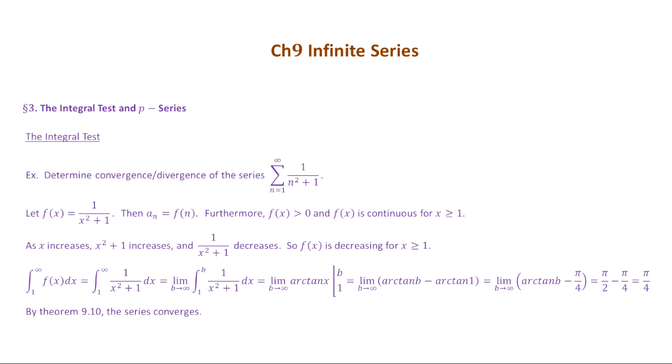So we got arctangent x, and you plug in b and 1, subtract, and then you take the limit with b approaching infinity. Arctangent 1 is pi over 4, you can easily find out. And then arctangent b as b approaches infinity is pi over 2, if you know the arctangent function. So it's pi over 2 minus pi over 4, so we get pi over 4. So it is finite, so the integral does converge. So by theorem 9.9, number 10, the series also converges.